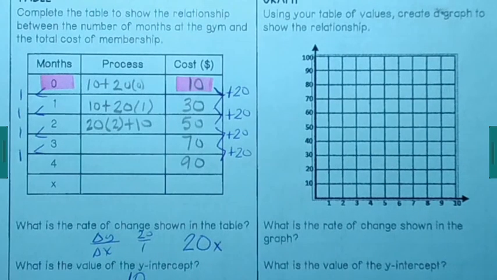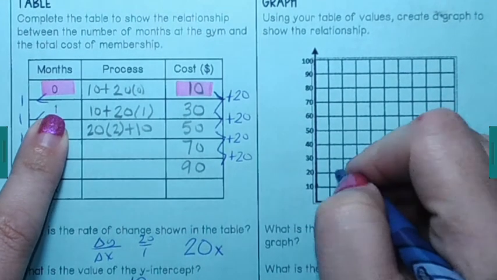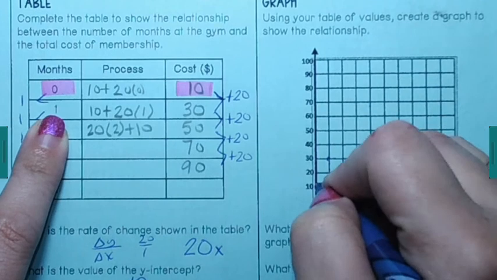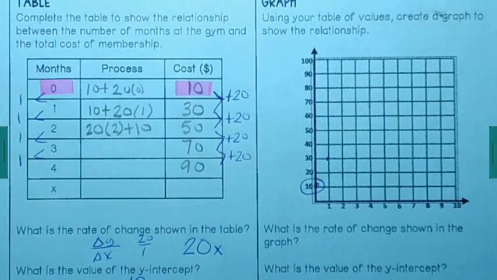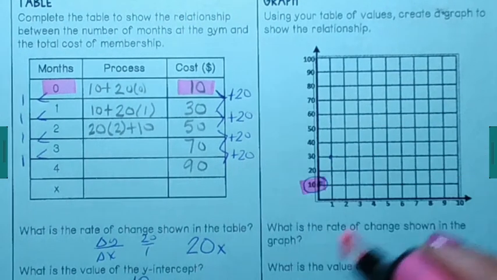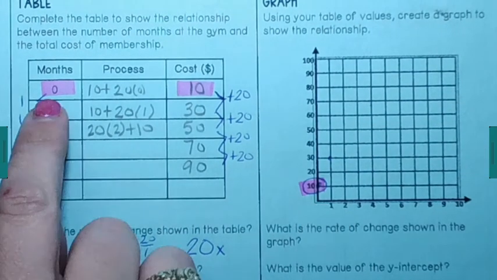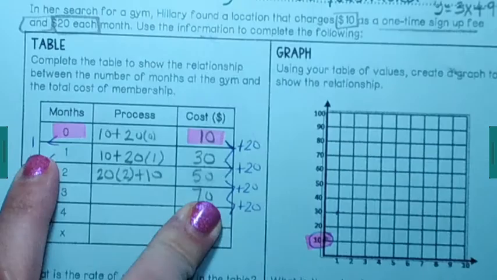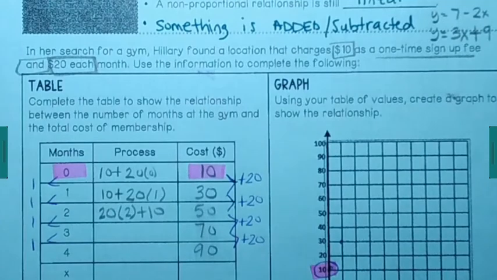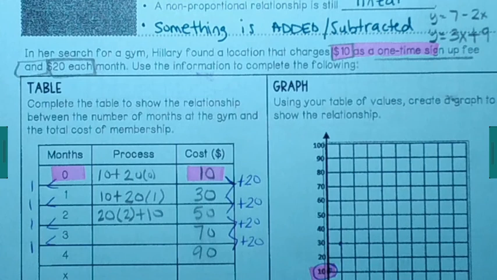Okay. If we were to graph this, my first point would be 0, 10, 1, 30. Now I'm just going to stop right here because what's the y-intercept? 10, okay? So on a graph, it's where it touches the y-axis. On a table, it's when x equals 0. In a word problem, it's going to be whatever is added. So there's a $10 fee. Okay?